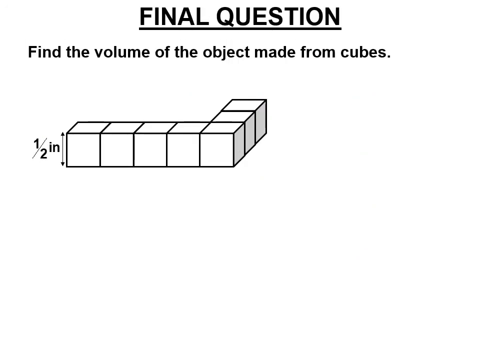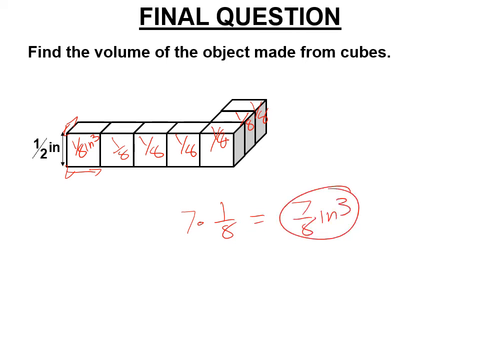All right, so this is 1/2, this is 1/2, and this is 1/2. We did this. This is 1/8 cubic inch. And there's how many? 1, 2, 3, 4, 5, 6, 7 of them. There are 7 times 1/8. Yeah, 7/8 cubic inches is the total. All right, that's what it is.